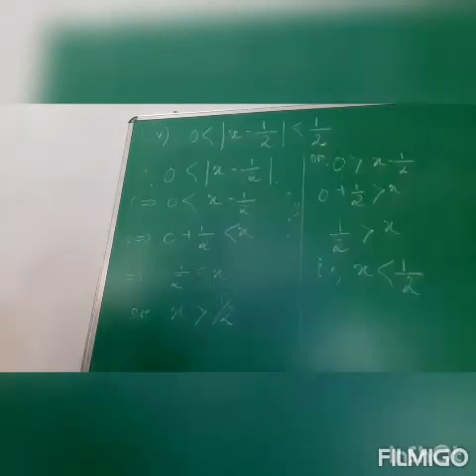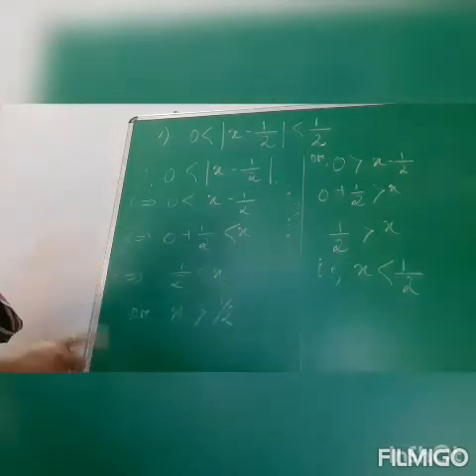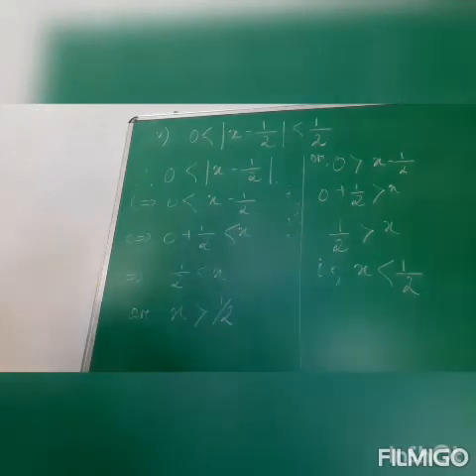Okay. Now see in question number 5. 0 less than mod of x minus half, which is less than half. So first let us consider this case that 0 is less than mod of x minus half, or it is greater than x minus half. So if it is less than x minus half, then we will get that half is less than x. That means x is greater than half. And if we consider the case that 0 is greater than x minus half, in that case we will get that half is greater than x. That means x is less than half.